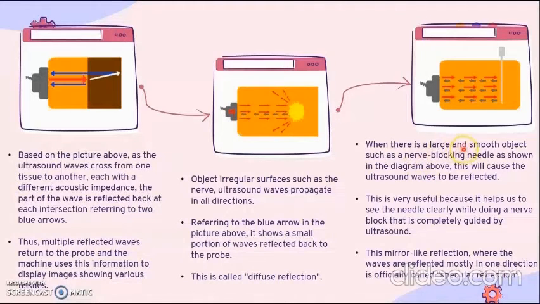When there is a large and smooth object, such as a nerve blocking needle, as shown in the diagram above, this will cause the ultrasound wave to be reflected. This is very useful because it helps us to see the needle clearly while doing a nerve block that is completely guided by ultrasound. This mirror-like reflection, where the waves are reflected mostly in one direction, is officially called specular reflection.